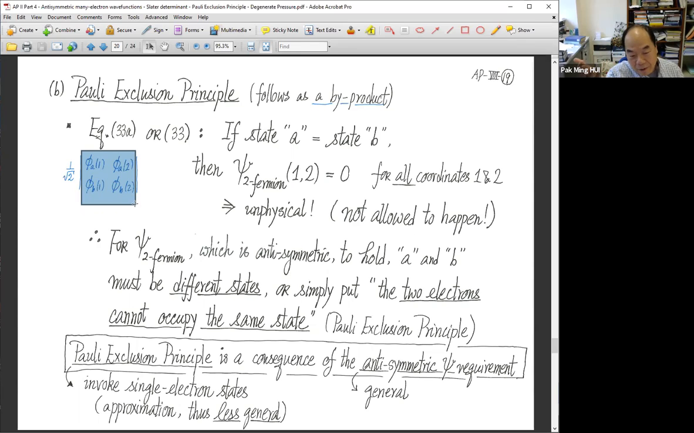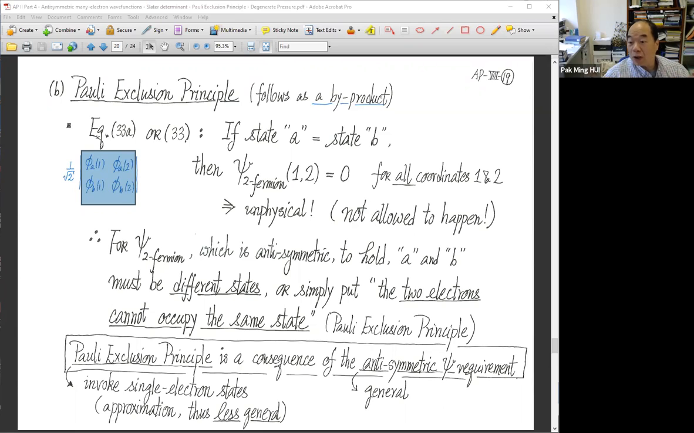So now we understand that Pauli exclusion principle is a byproduct or a consequence of the more general statement that you must have antisymmetric many electron wave function. Okay, so follow my logic. Is that okay? Now that is the moment that you upgraded your knowledge.